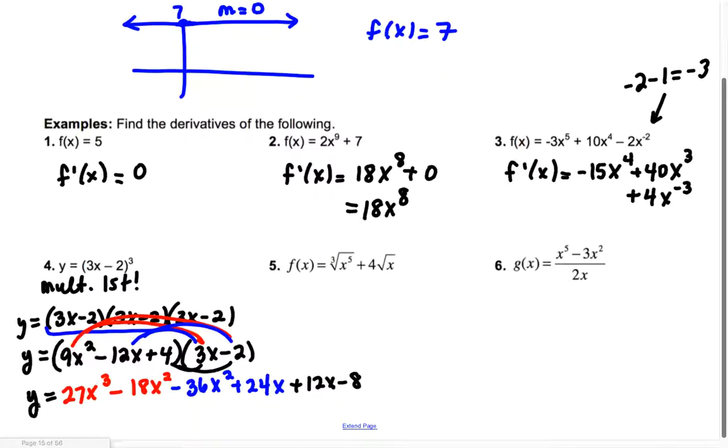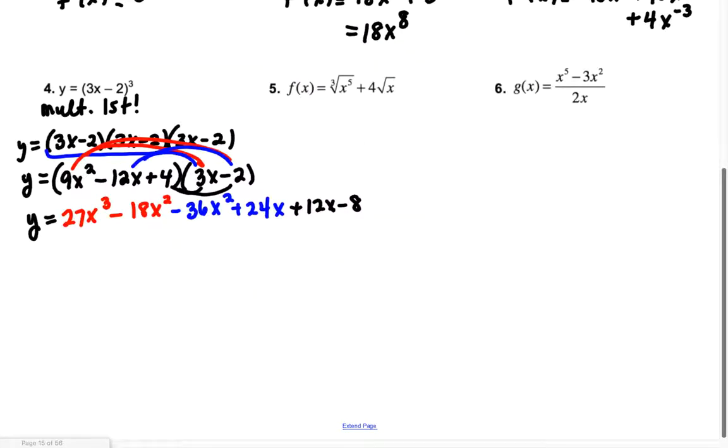This is all still equal to y. I have not taken a derivative. This is just y. So I get y equals 27x cubed minus 54x squared plus 36x minus 8.